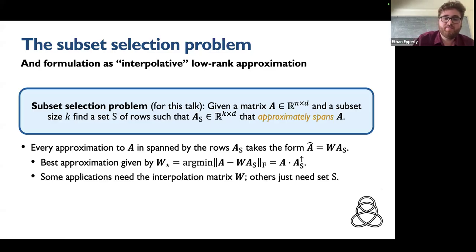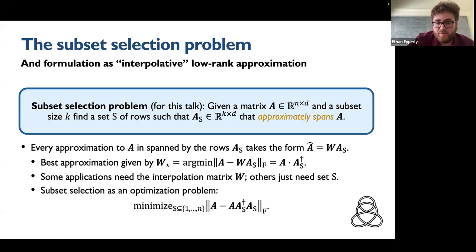All right, but putting the interpolation matrix to the side for a moment, if we simply substitute this optimal choice of interpolation matrix into this expression for A hat, we can think of the subset selection problem as trying to find a subset S of k elements that minimizes the error of A minus A hat, where A hat is now going to be A times A_S pseudoinverse times A_S. Right. So is this formulation of the subset selection problem clear?